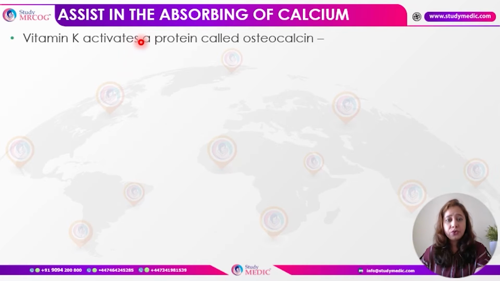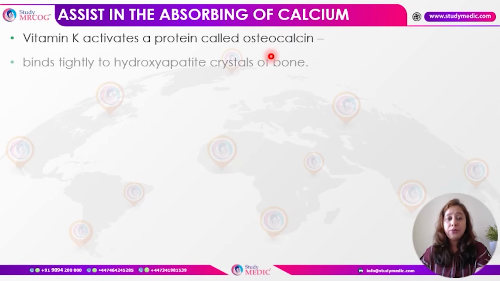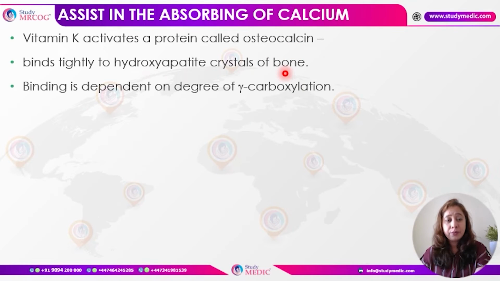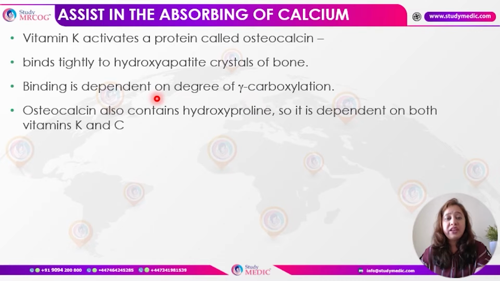So vitamin K will help in good absorption of the calcium at the bone. Osteocalcin undergoes gamma carboxylation, then it binds tightly to the hydroxyapatite crystals of the bone. This will enhance further degree of gamma carboxylation. Osteocalcin also contains hydroxyproline, so it is dependent on both vitamin K and vitamin C.